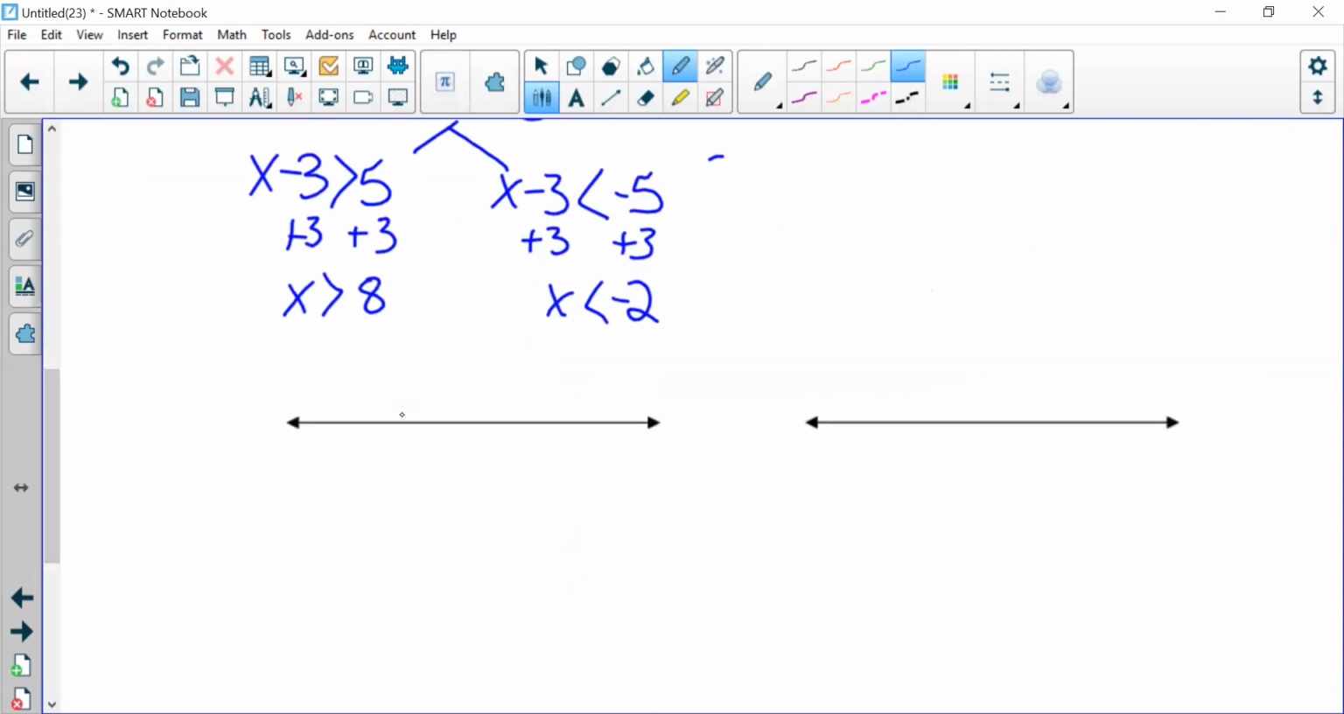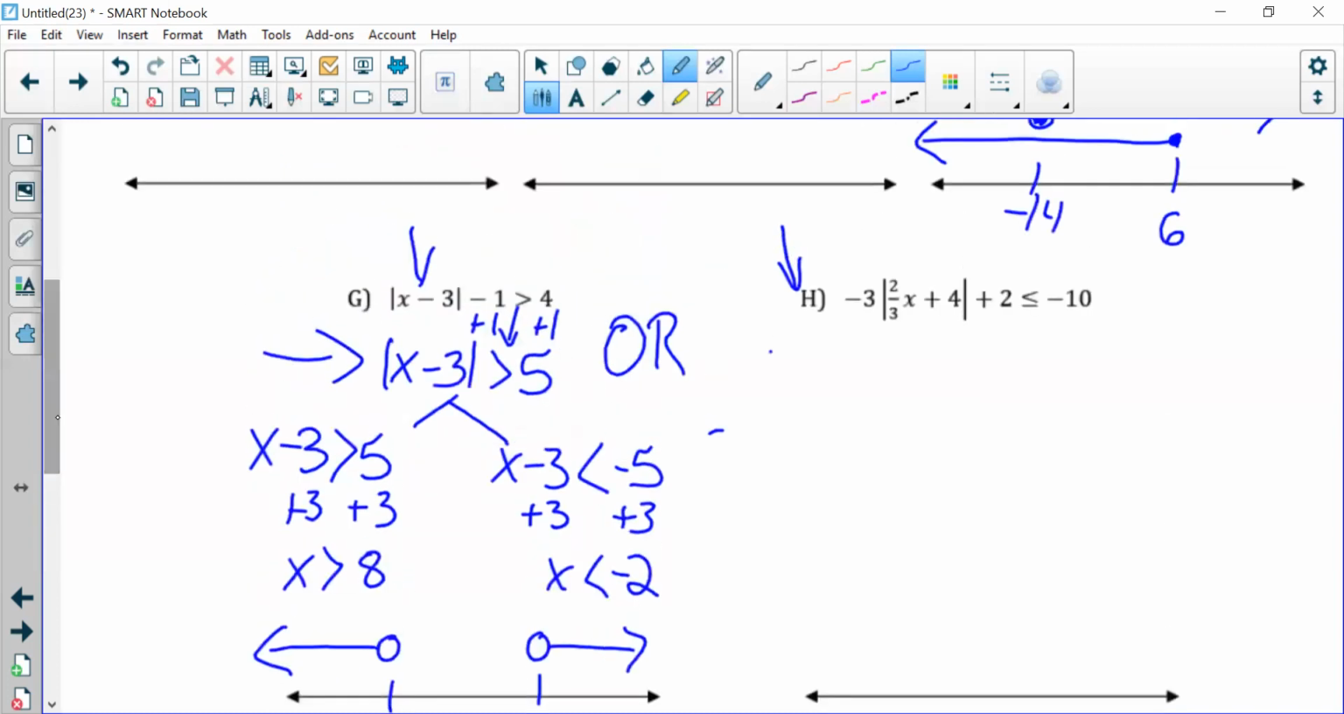So we're going to graph it. I know I've got something happening at 8, something happening at negative 2. So x is greater than 8, so open circle to the right. x is less than negative 2, open circle to the left. And this is an or, so that's where we leave it.